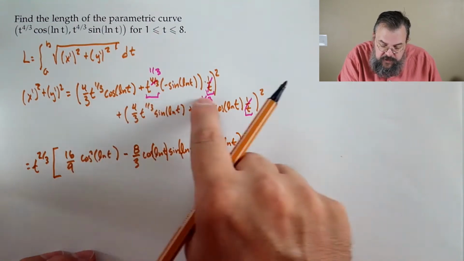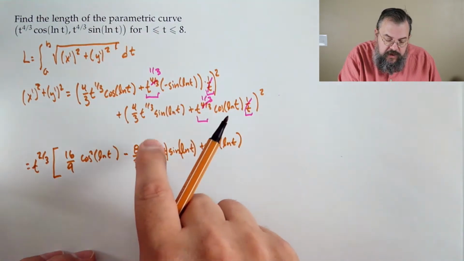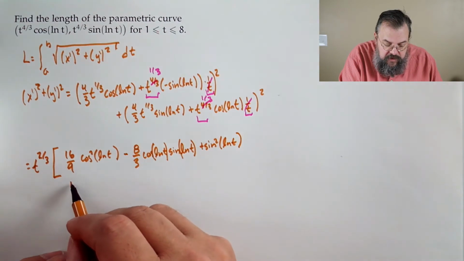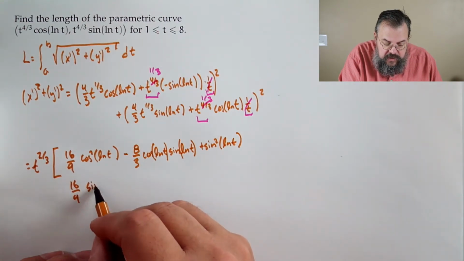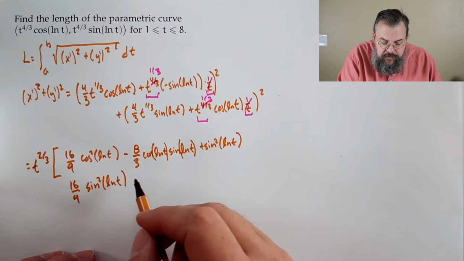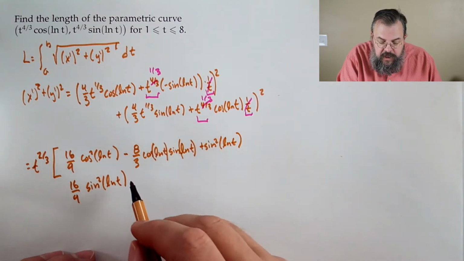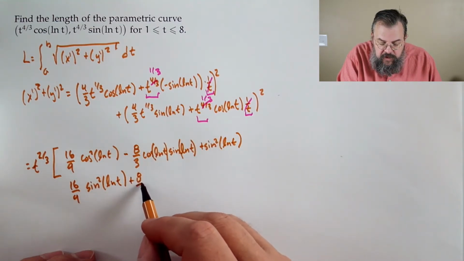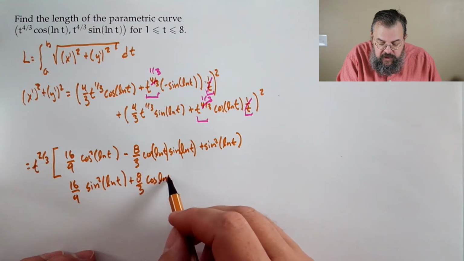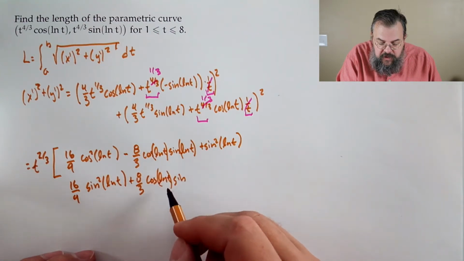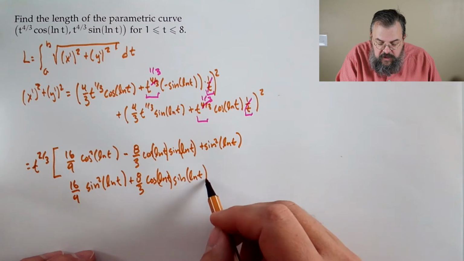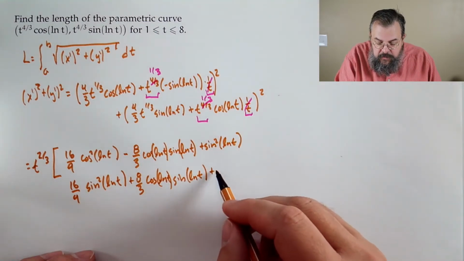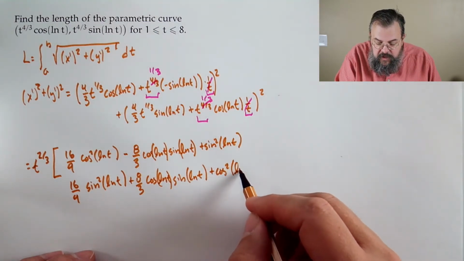Okay, so that's the first term squared. The second term squared: 16/9 sine squared log t. Then the middle term will be plus 8/3 cosine log t sine log t. And then the last term will be a cosine squared log t.